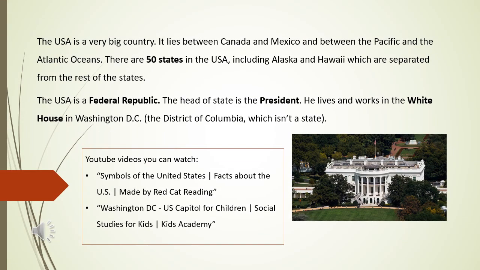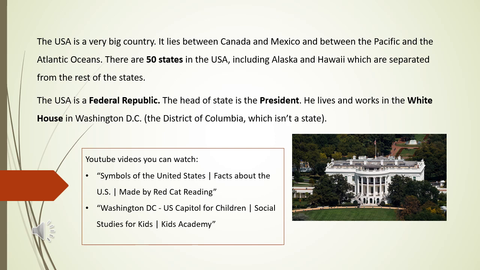The USA is a very big country. It lies between Canada and Mexico and between the Pacific and the Atlantic Oceans. There are 50 states in the USA, including Alaska and Hawaii, which are separated from the rest of the states.